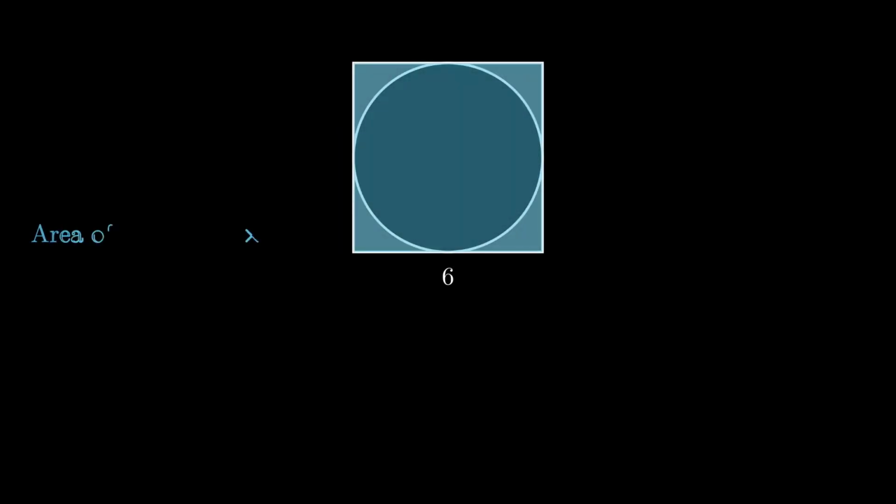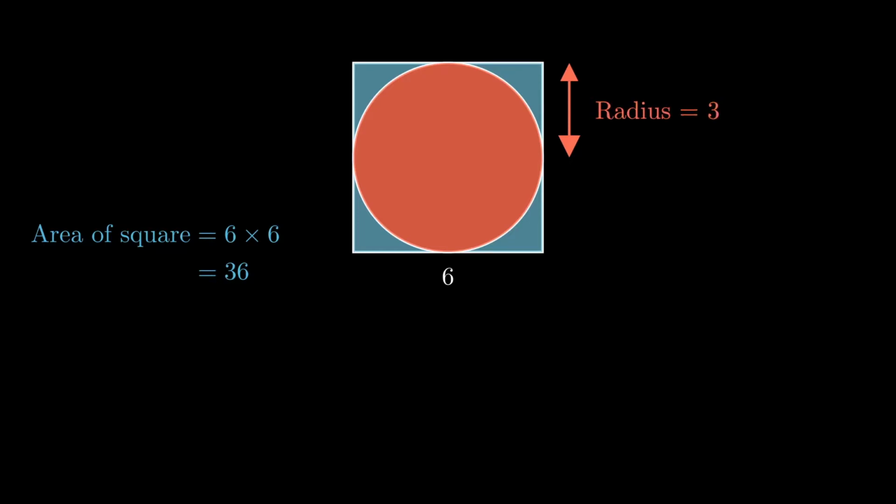The area of a square is quite easy. It'll be 6 times 6, which is 36. But now we need to think about the circle in the middle there. And to get the area of a circle, you need its radius, and so you need the length from the middle to the edge. But we can see that that's going to be half of the length of the square, which is going to be 3.